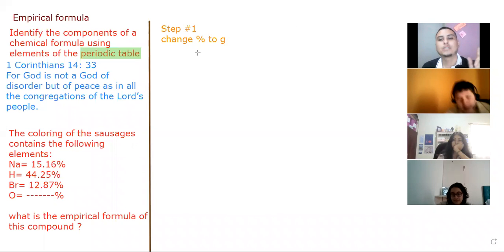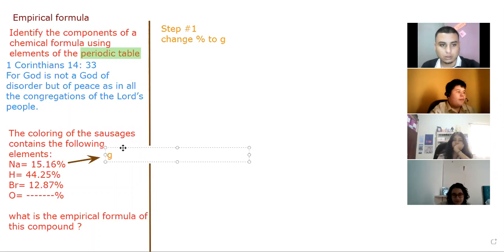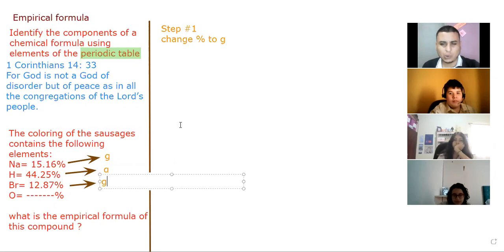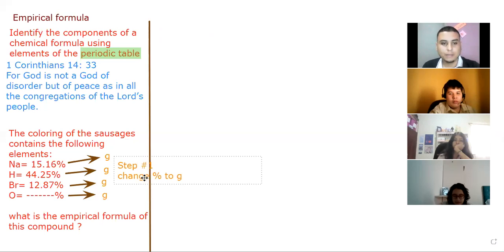Step number one, change the percent to grams. That is very easy. You just need to change this percent and write grams. I'm gonna do this in all the elements that I have here. Look, you don't need to do any operation or conversion. In this case, it's just change to grams like this. This is the step.